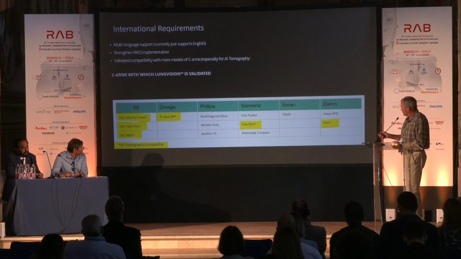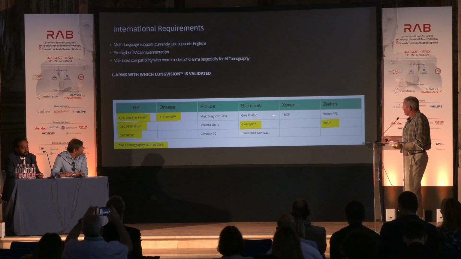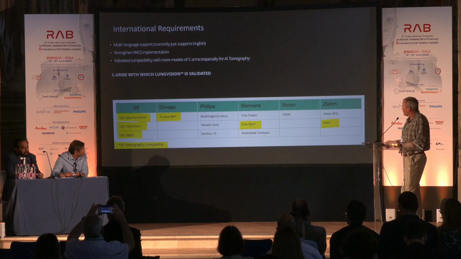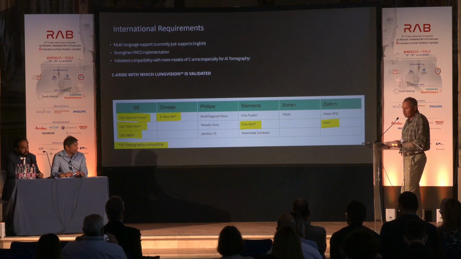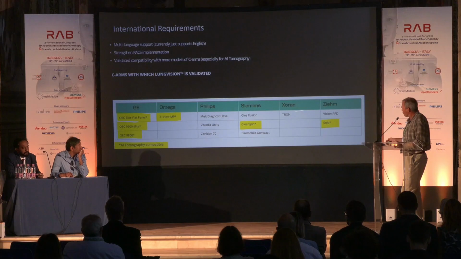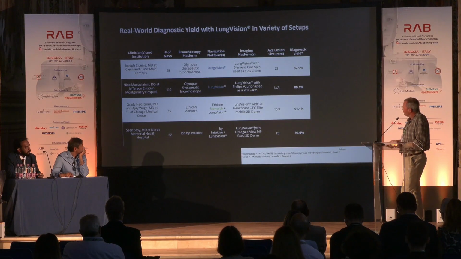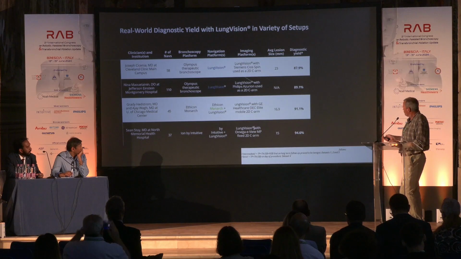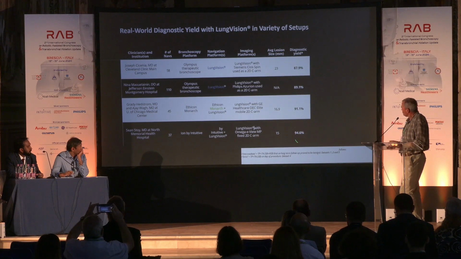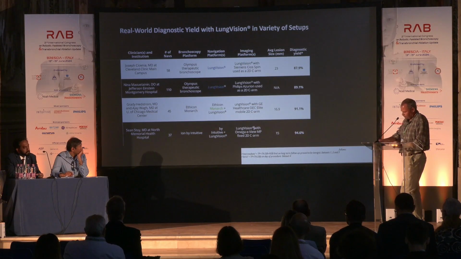Another development is that all those are C-arms that are compatible with LungVision. The highlighted ones are the ones that you can use with AI tomo, and the purpose is to highlight all those different C-arms. This is real-world diagnostic yield with LungVision. It was used with Monarch, it was used with Intuitive, and it was used as a standalone. You can see here the yield of the system.